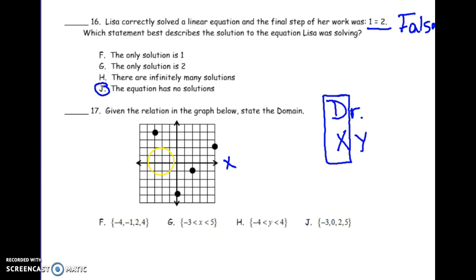Starting from left to right, I've got this point at negative 3. So I've got a negative 3. I've got a 0, because it goes up. This is 0, and then I've got a 2, and then I've got a 5. So my answer would be J.